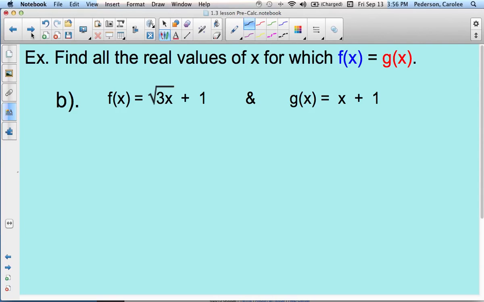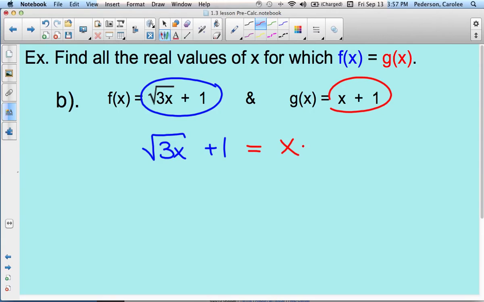f of x equals g of x. Again, the red and the blue functions equal each other. So here's our blue function, the square root of 3x plus 1, equaling our red function, x plus 1. We want to find out what x could be.